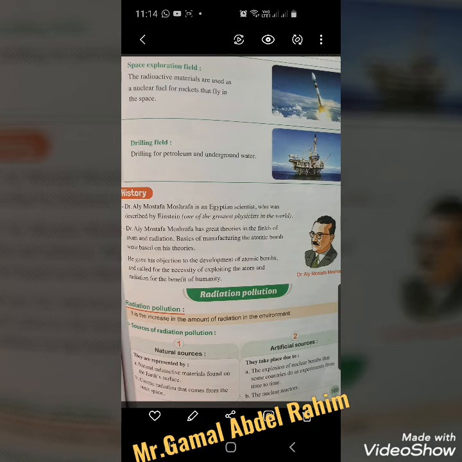Dr. Ali Mustafa Mosharafa has great theories in the field of atom and radiation. The basics of manufacturing the atomic bomb were based on his theories. He gave his objection to the development of atomic bombs. He made the theories, but he objected to using them in making nuclear bombs and nuclear weapons. And he called for the necessity of exploiting the atom and radiation for the benefit of humanity, not for the destruction of humanity.